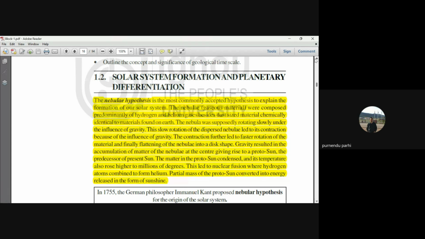Fusion, you know what is the difference between fusion and fission? Basically, the energy released in the sun is due to nuclear fusion, where hydrogen atoms combine to form helium. Partial mass of the protosun was converted into energy released in the form of sunshine.